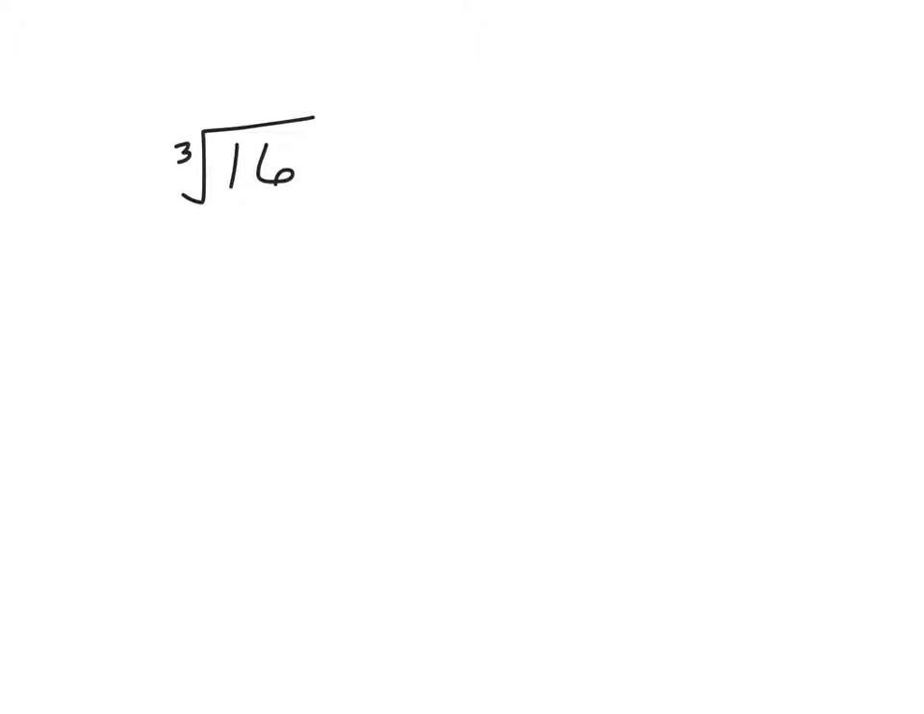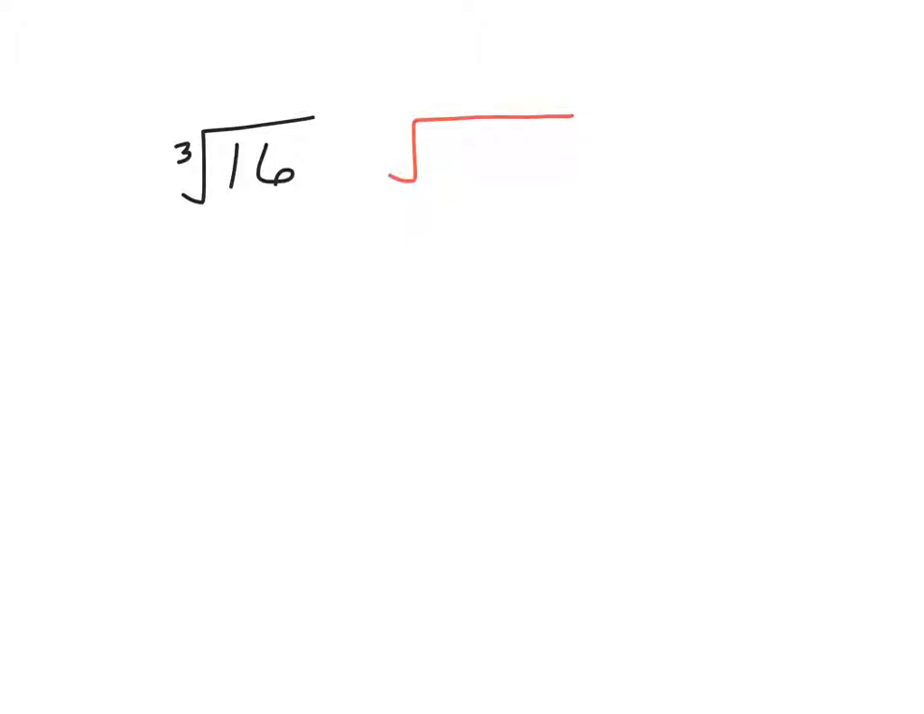In section 9.1, we had talked about simplifying perfect cube roots. And in this section 9.2, we're going to also simplify cube roots, but they're not going to be perfect cube roots. And here's an example. The cube root of 16. So once again, I'm trying to think of what are two numbers that I can multiply together to give me 16, and now I want one of them to be a perfect cube.